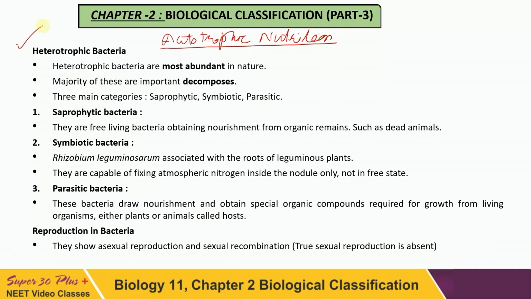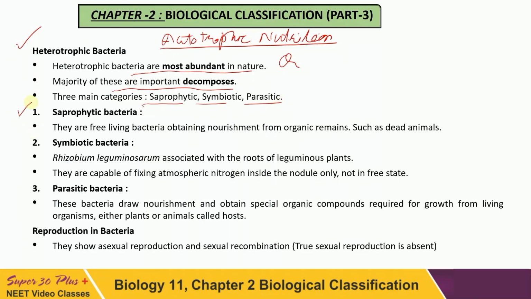Heterotrophs are not able to make their food. Heterotrophic bacteria are most abundant in nature. Important question, that is the most abundant one. Majority of these decompose, that is complex substances are simplified, and the main categories of these bacteria are saprophytic, symbiotic and parasitic.